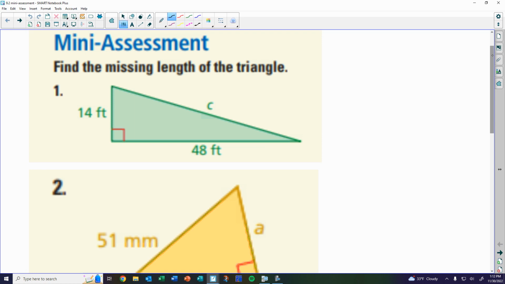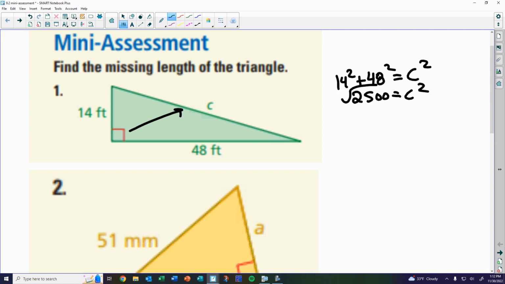So in the first triangle, we're trying to find the hypotenuse, right? So that's 14 squared plus 48 squared equals c squared. Because remember, opposite the right angle, there's always the hypotenuse. When you square and add these up, you get 2,500. And when I square root both sides, c equals 50.